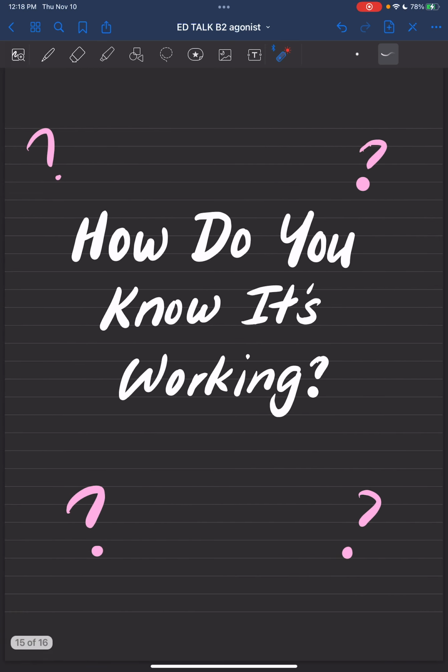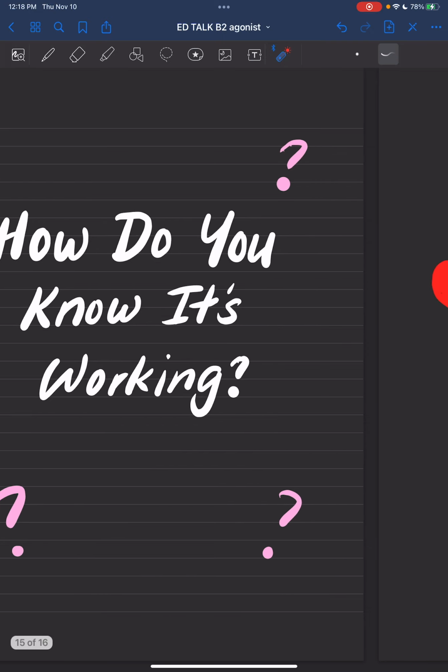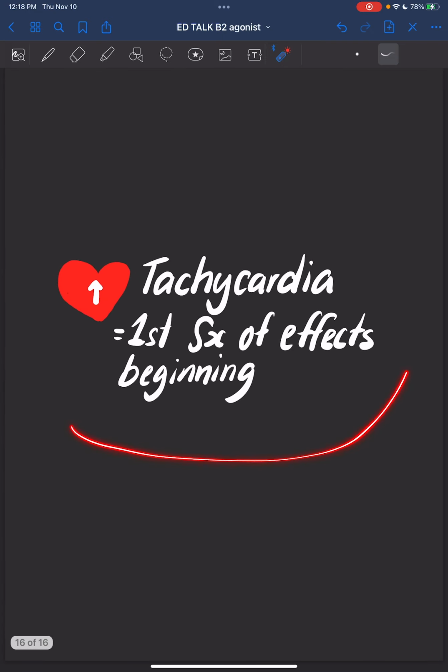How do you know this agent's working? Aside from listening to their lungs and hearing improved breath sounds, you can see tachycardia on the monitor. Tachycardia is one of the first side effects that you'll see because of that receptor crossover.